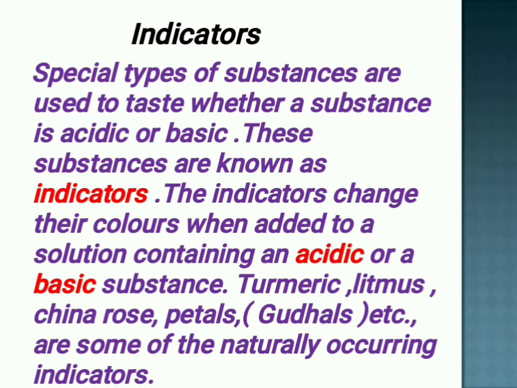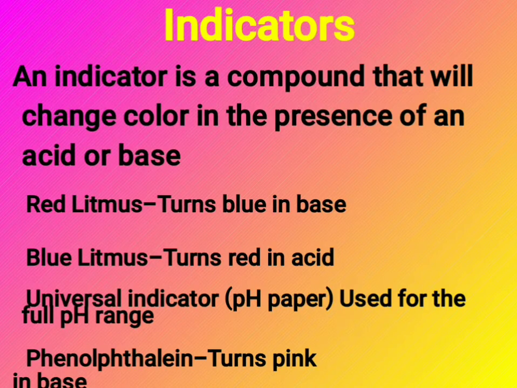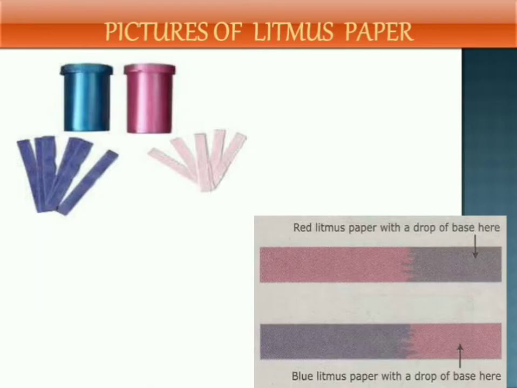Okay, these are the natural indicators. Again, an indicator is a compound that will change color in the presence of an acid or a base. I told you that litmus paper is of two types. We will get the paper in the form of strips. For example, we can see it here: blue litmus paper and red litmus paper.